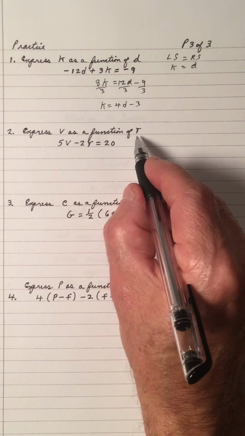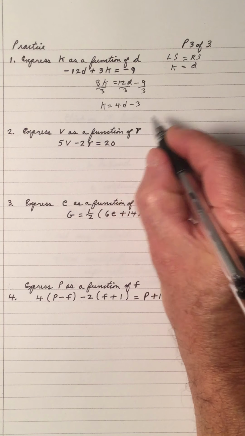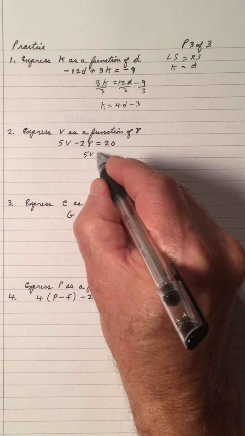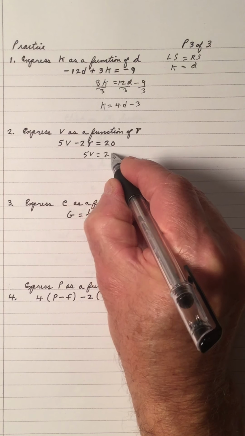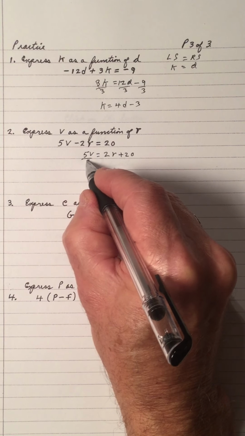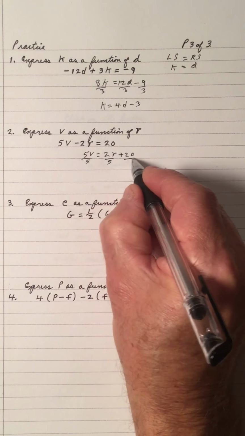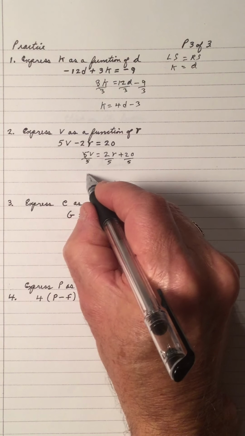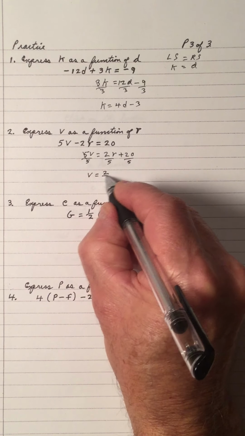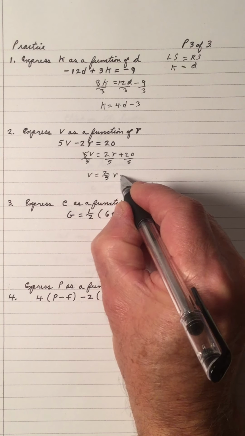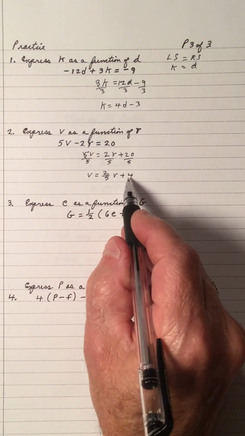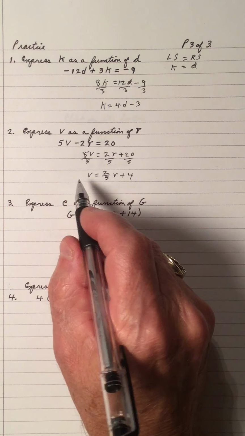Express V as a function of R. That's an R there. So that means V stays on the left. So it's 5V. R goes to the right to become 2R. And the 20 didn't move, so it's a plus. And we divide all the terms by 5 in order to have V by itself, 1V. So that's 2/5 R plus 4. So V is a function of R. V is on the left, R is on the right.